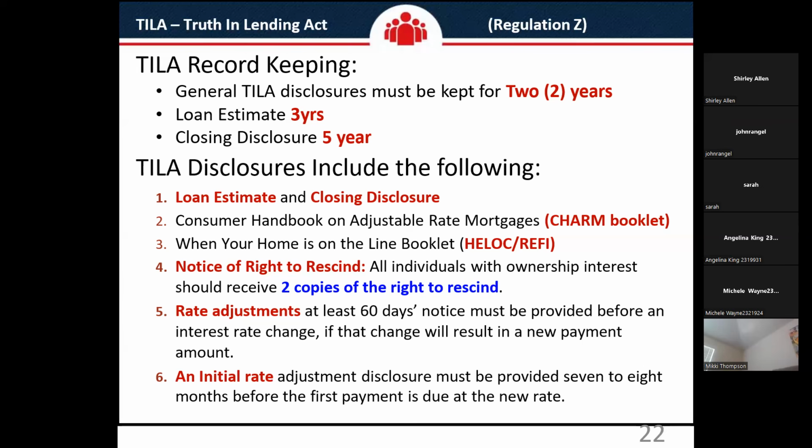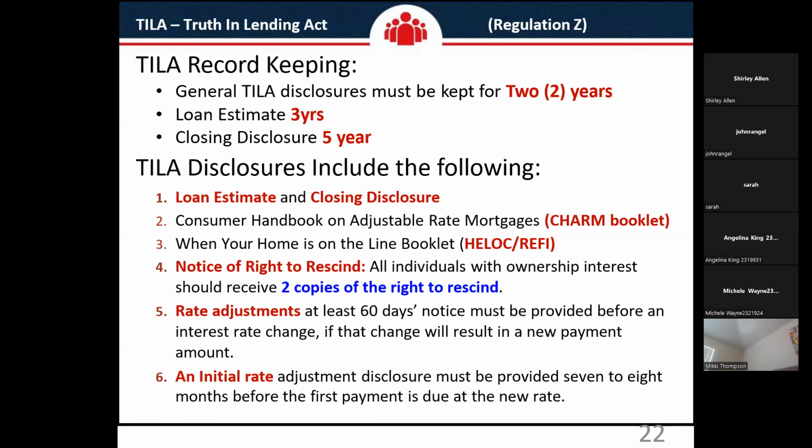The notice of right to rescind: again, all individuals with ownership interest should receive 2 copies of the right to rescind. For rate adjustments, the consumer must be given at least 60 days' notice before an interest rate can change, if that change is going to result in a new payment amount. So make sure you're reading it carefully.